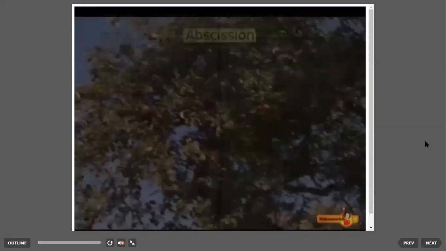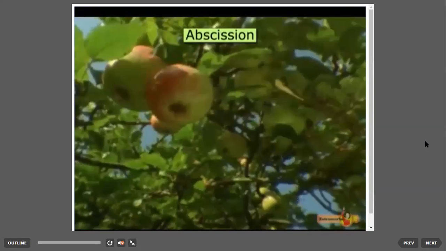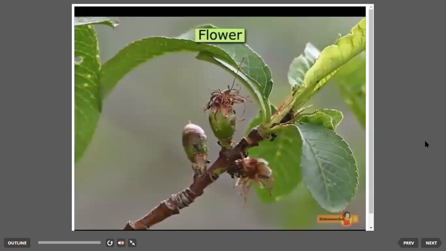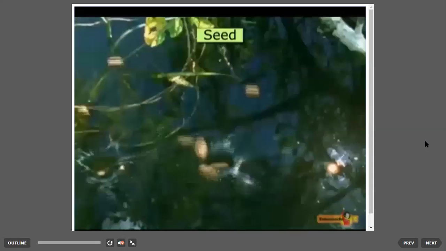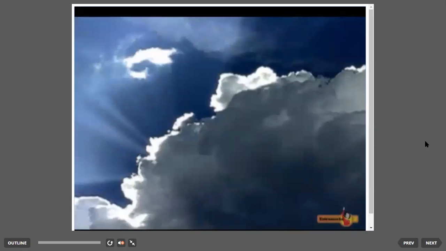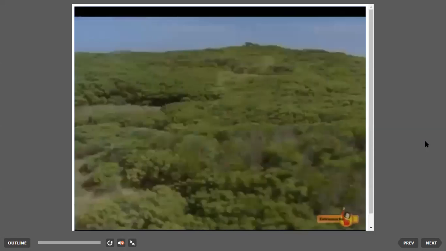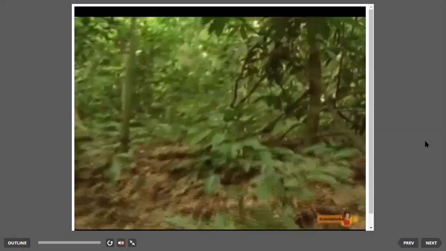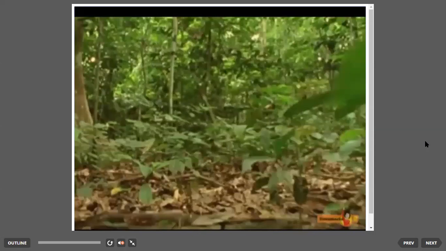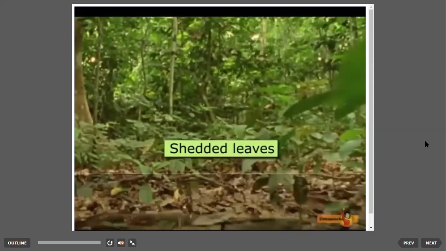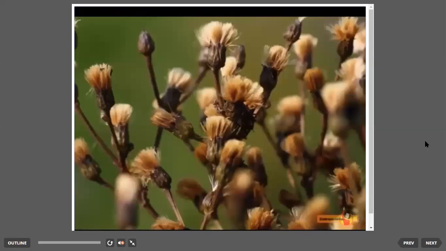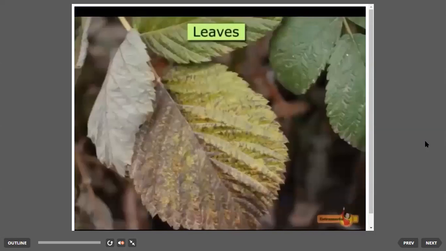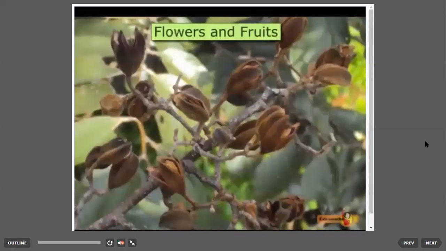Abscission is a process in which a plant sheds one or more of its parts, such as leaf, fruit, flower, or seed. The process is correlated with regular seasonal changes. Before winter, most of the deciduous plants shed their leaves by abscission. However, shedding of leaves in evergreen plants is a continuous process. Prior to any natural abscission that may take place, leaves, flowers, or fruits undergo senescence.